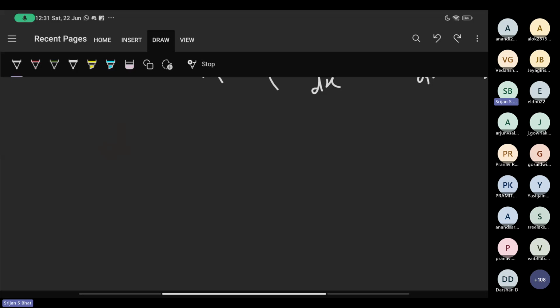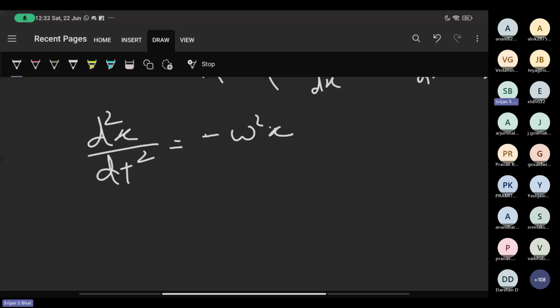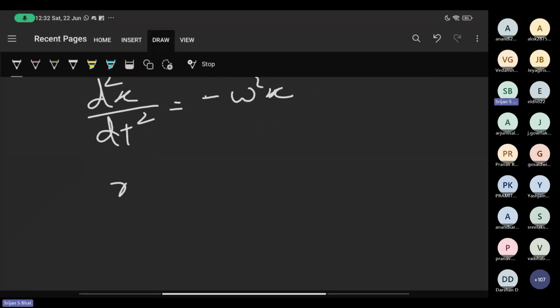So you have this, is it writing now? Yeah. So you have d square x by dt square is equal to minus omega square x. I think this is something standard that everyone has seen, I suppose. Something that we write as x double dot plus omega square x is equal to zero.